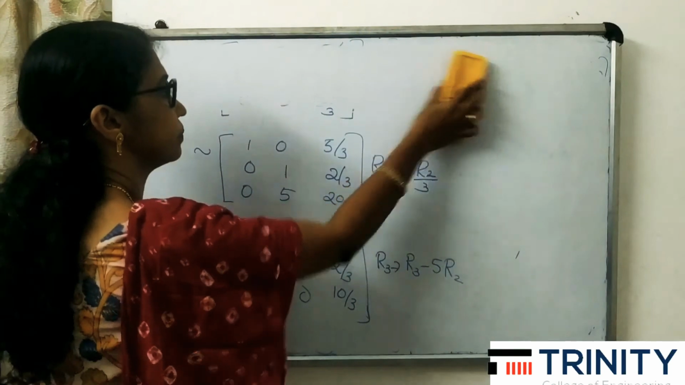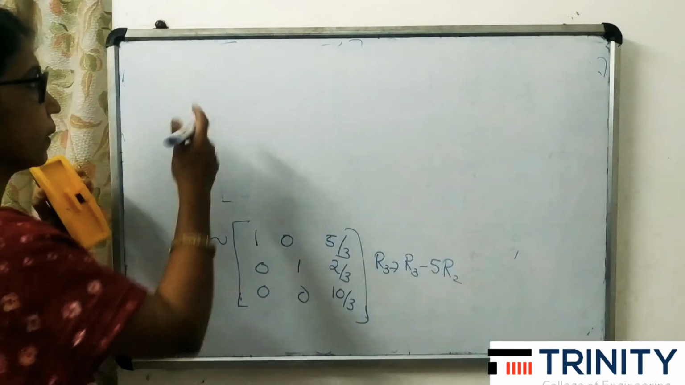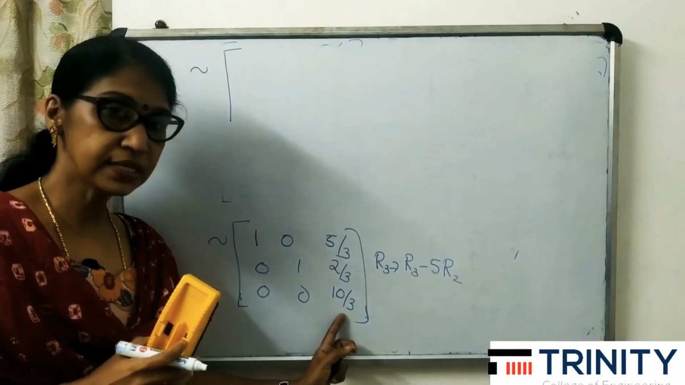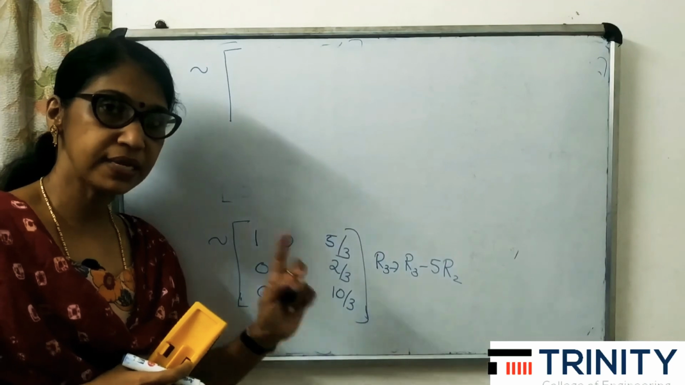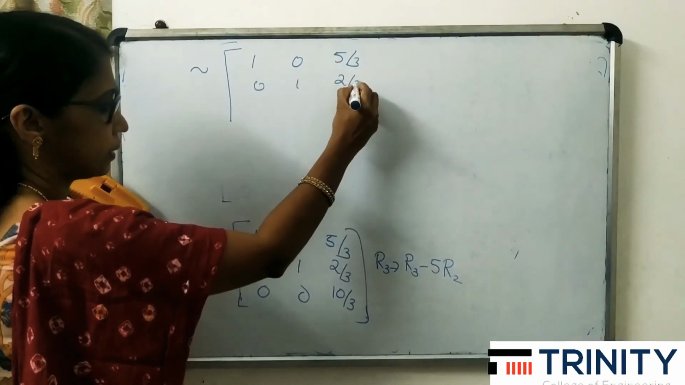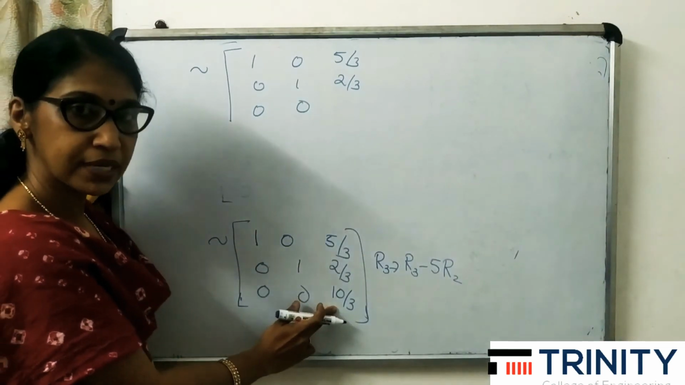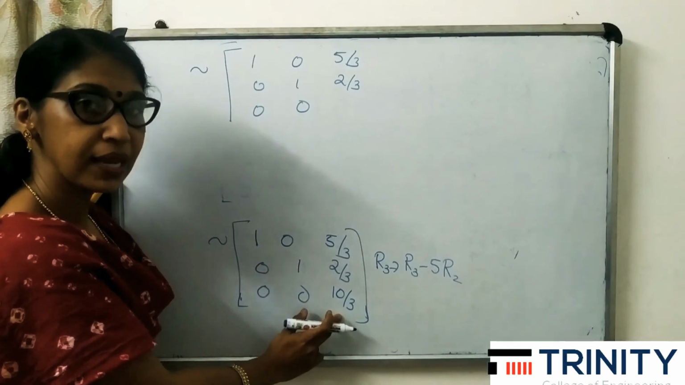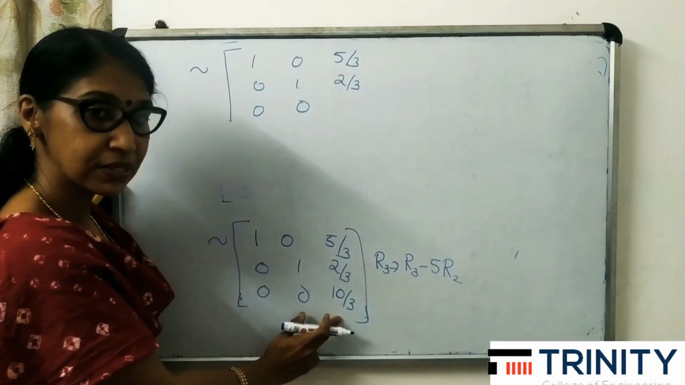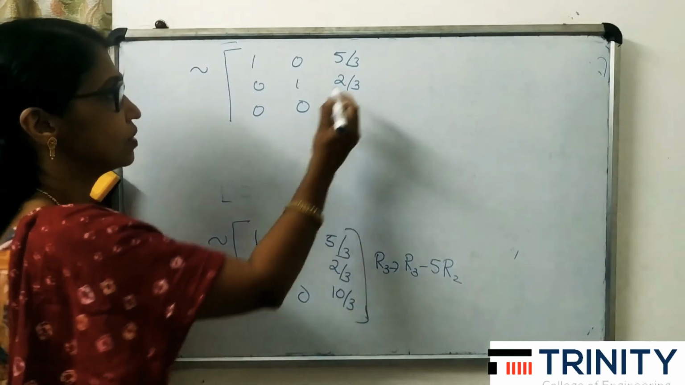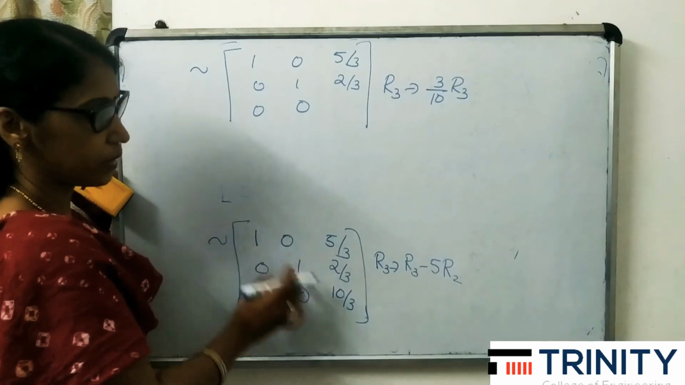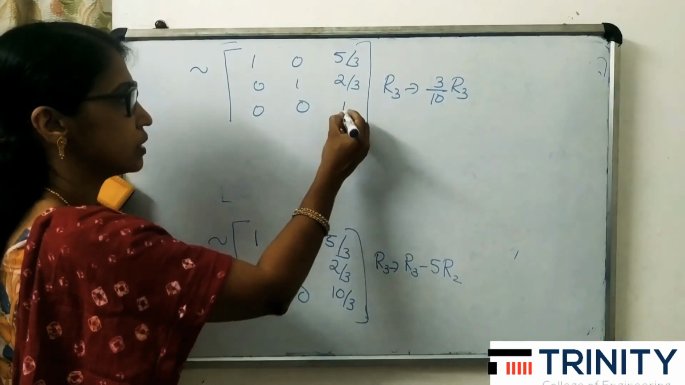Okay, now the next step. Here we have made this element 0. Now coming to the third row, the leading element is 10 by 3 and we have to make it 1. So we have 1, 0, 5 by 3; 0, 1, 2 by 3; 0, 0. How do we make this element 1? We multiply this row by 3 by 10. So R3 gives 3 by 10 R3. Multiplying by 3 by 10, we get 1 here.